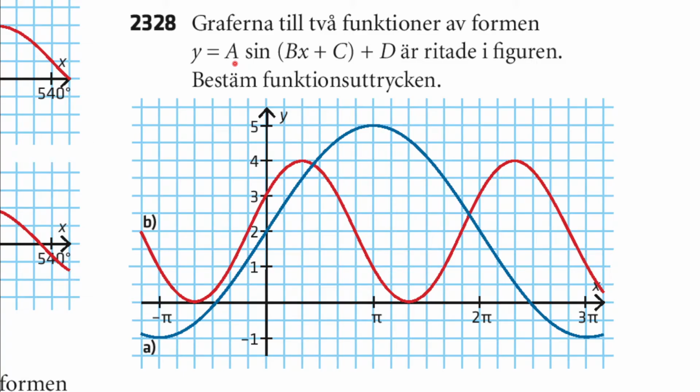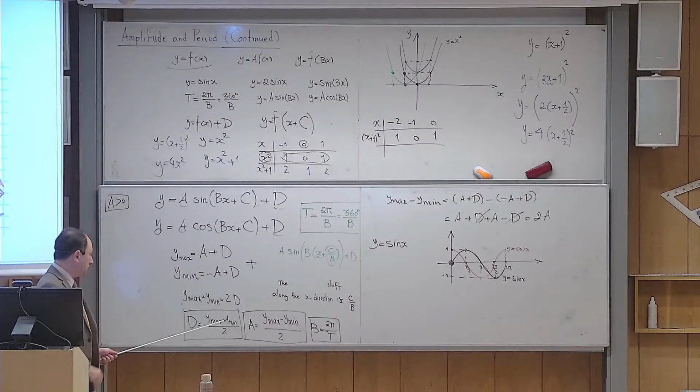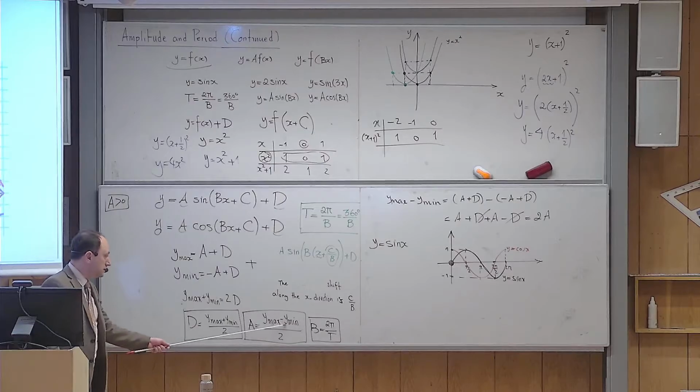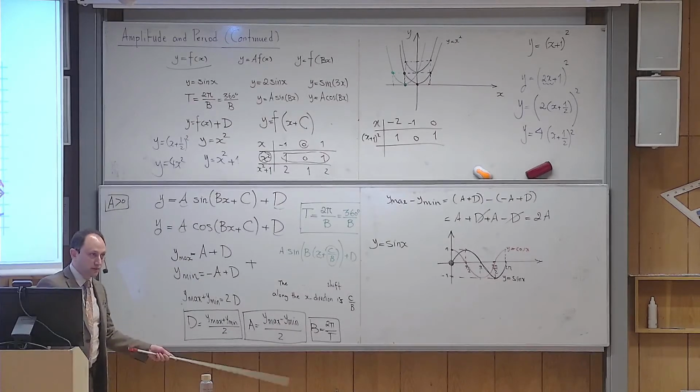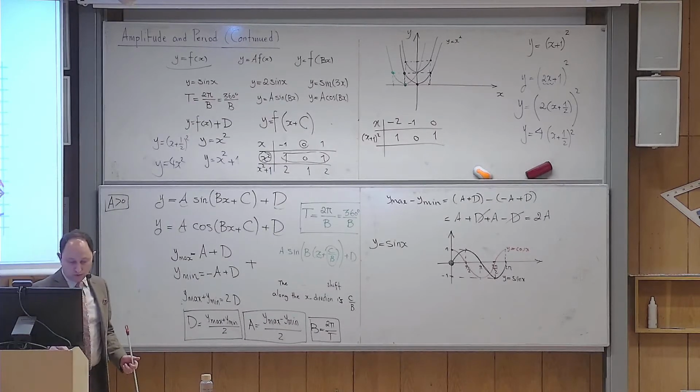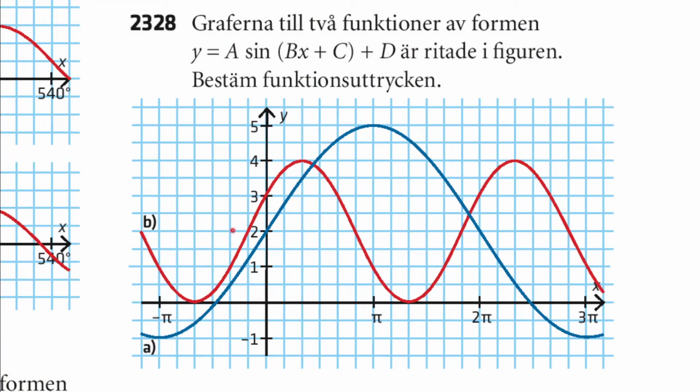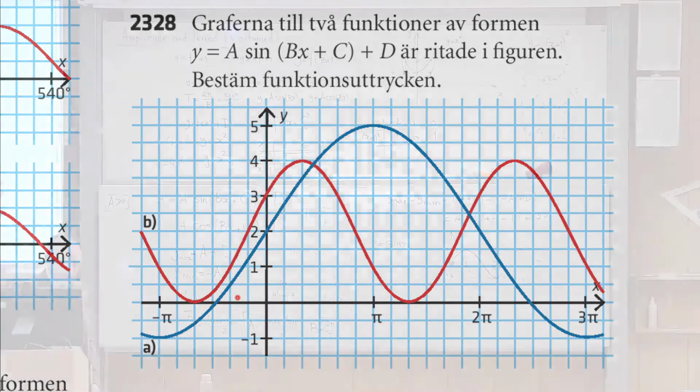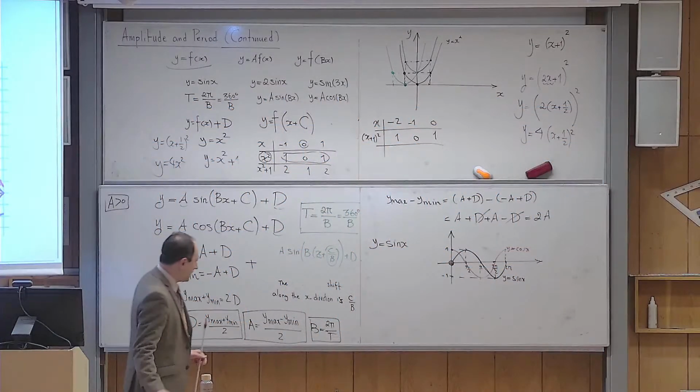So look at this picture here. A is y max minus y min divided by 2. It's extremely simple to read these two pieces of information from the graph, yes? So what are those? What is the maximum value for y in the red curve? 4. You see it is 4. And what is the minimum? 0.